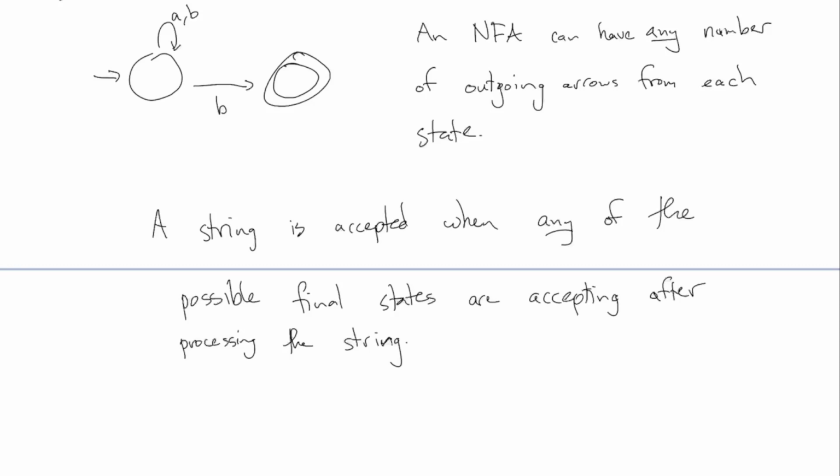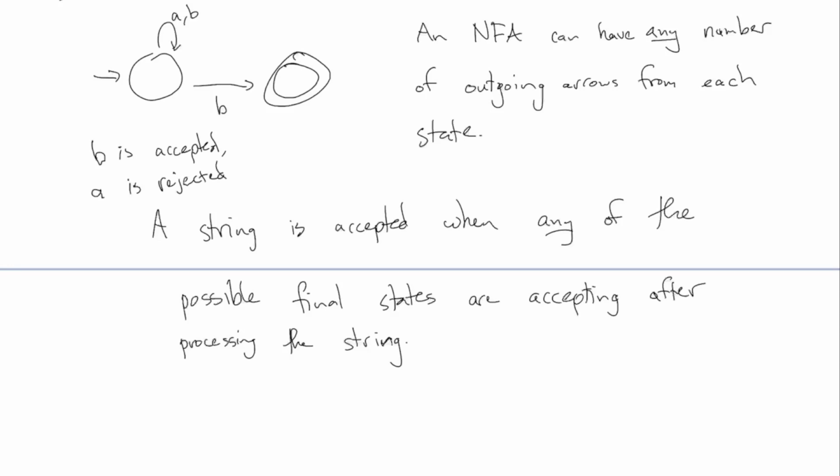Can you give me an example of a string that's not accepted here? Yeah, A is not accepted because it has only one way to do it, and it does not end up in an accepting state. So here, B is accepted. A is rejected in this particular example.